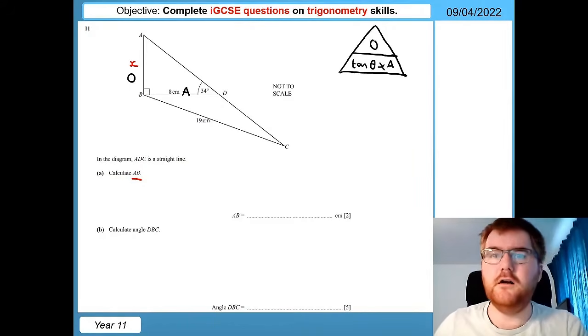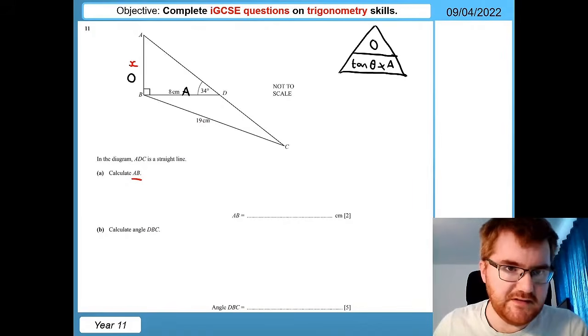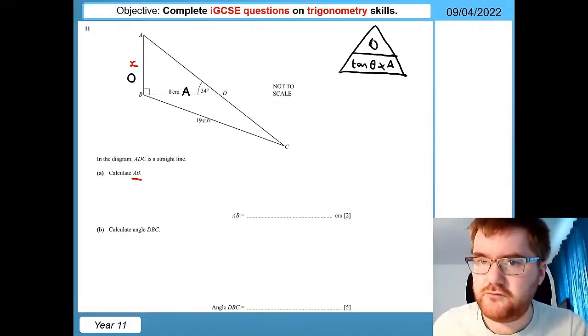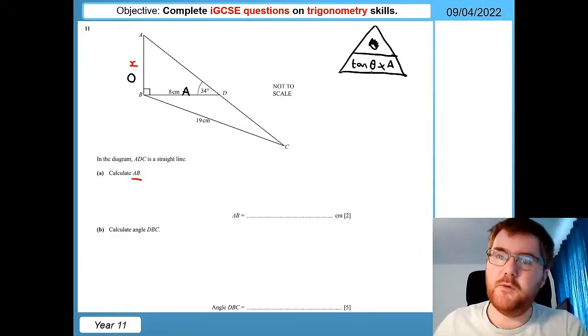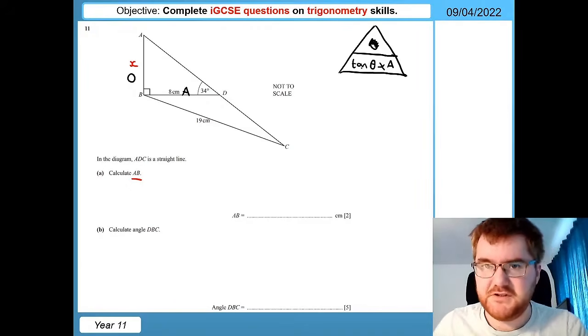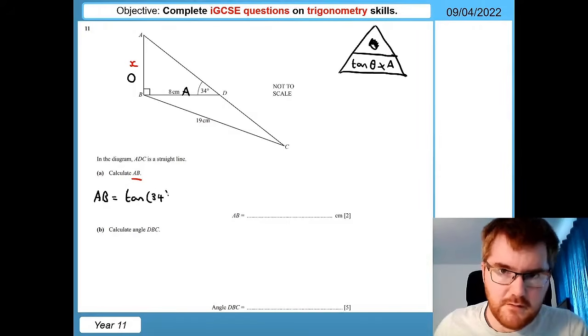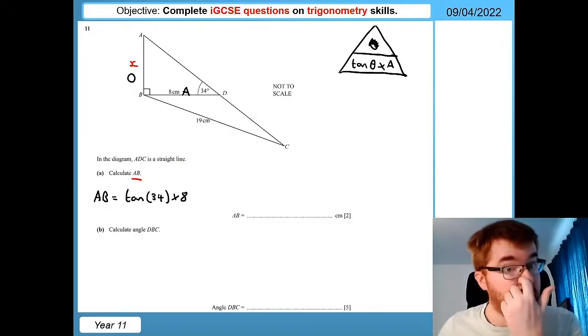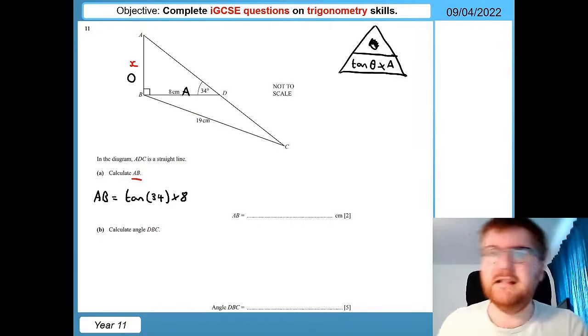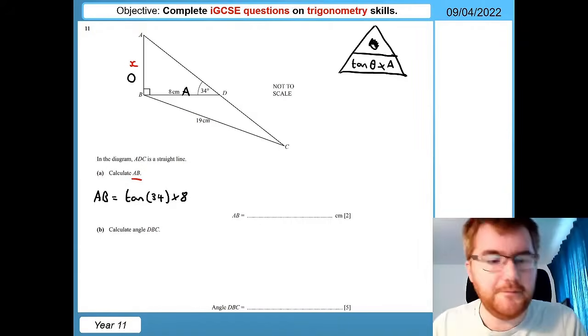And this time we are looking for the opposite. So this is the thing that we don't know. So we cross out this part here. And then we're going to do the calculation we see, which is tan of the angle times adjacent. So to work out AB, we are going to do tan 34 times 8. So I've shown my calculation for the method mark. Let's go to my calculator and work it out.